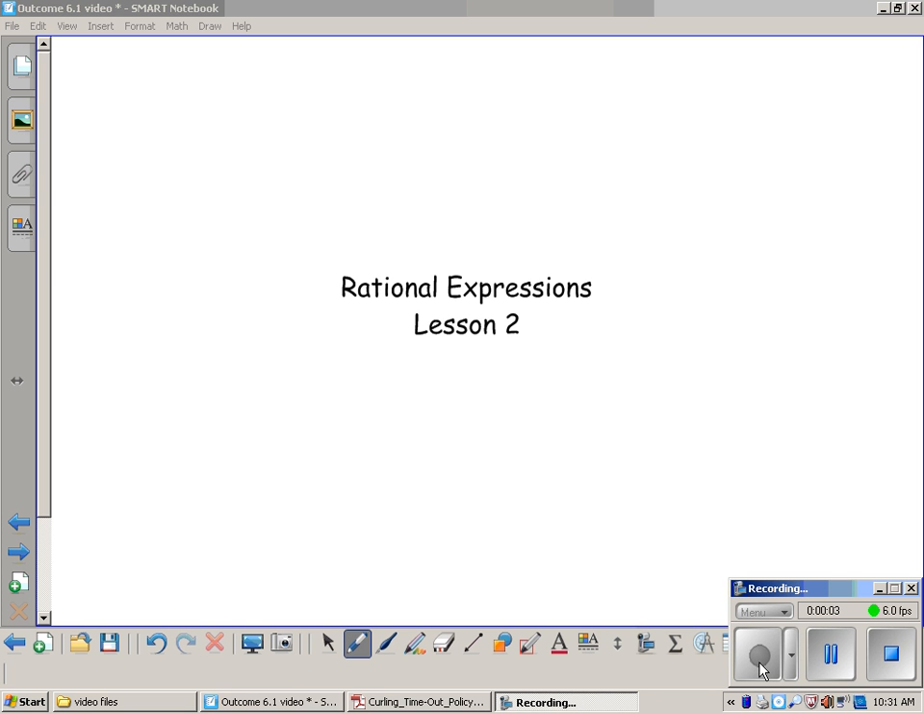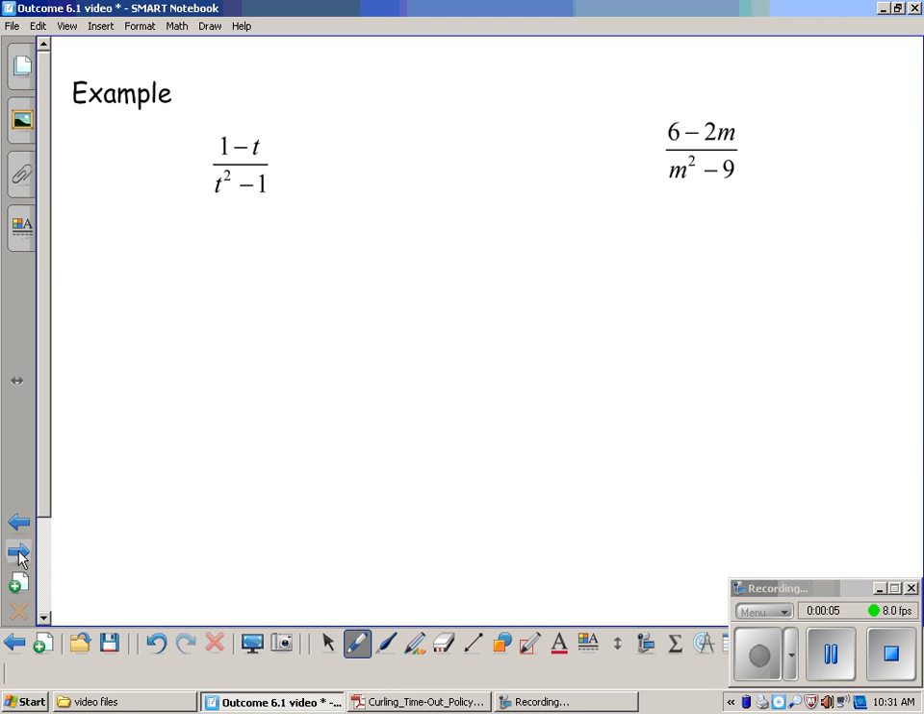Rational Expressions Lesson 2. We're going to look at a couple of different examples today. So remember that to start, we want to factor anything that's factorable. So in the top, I have 1 minus t. In the bottom is a difference of squares, so it results in two sets of brackets.